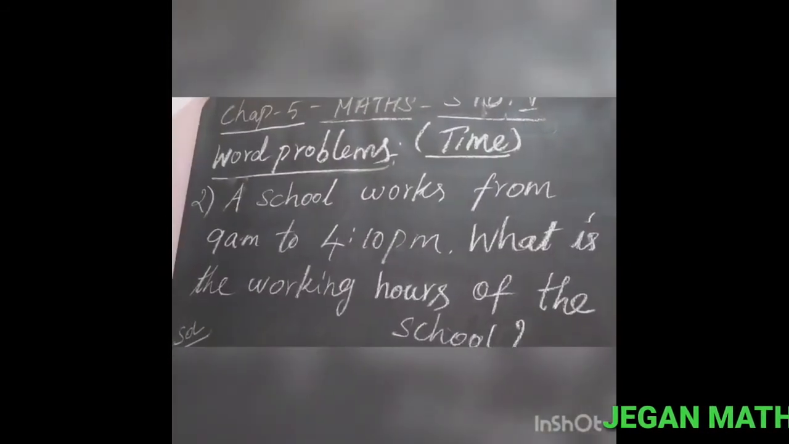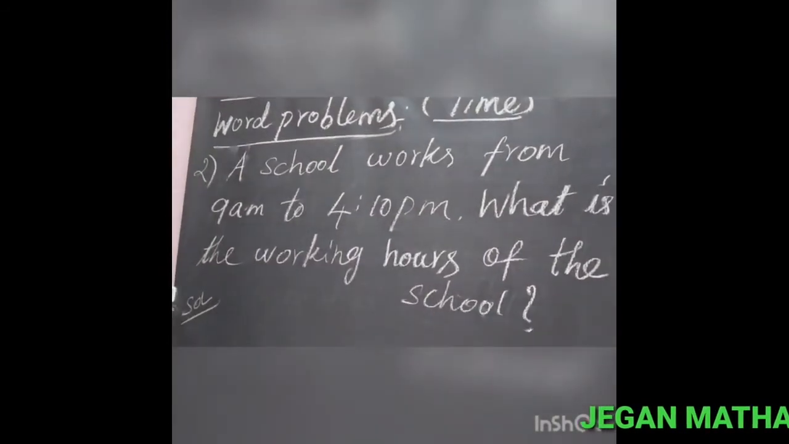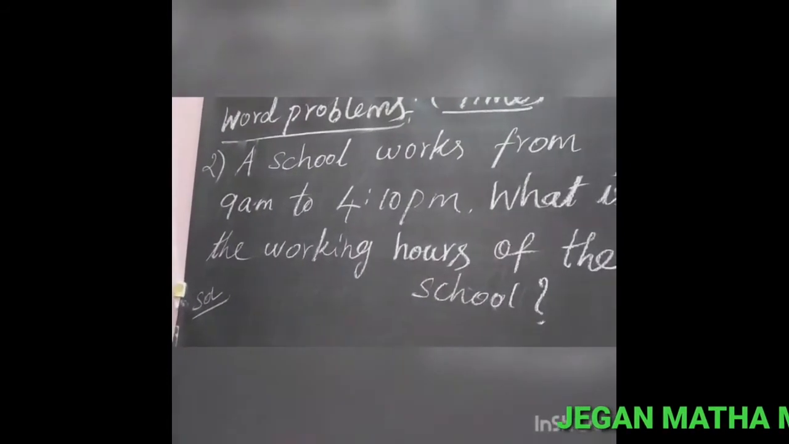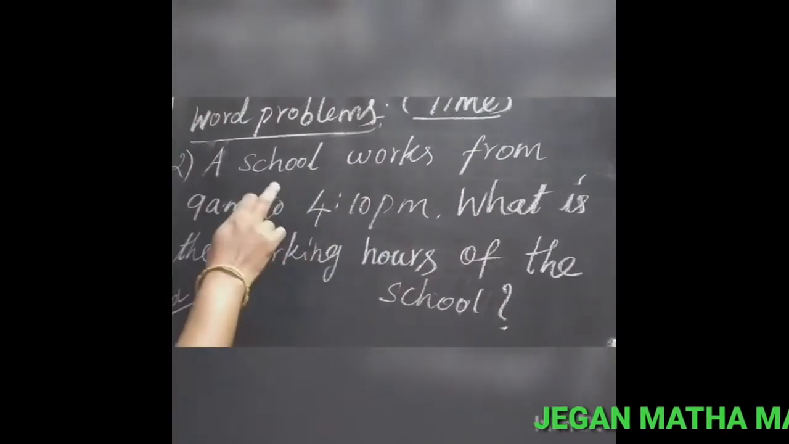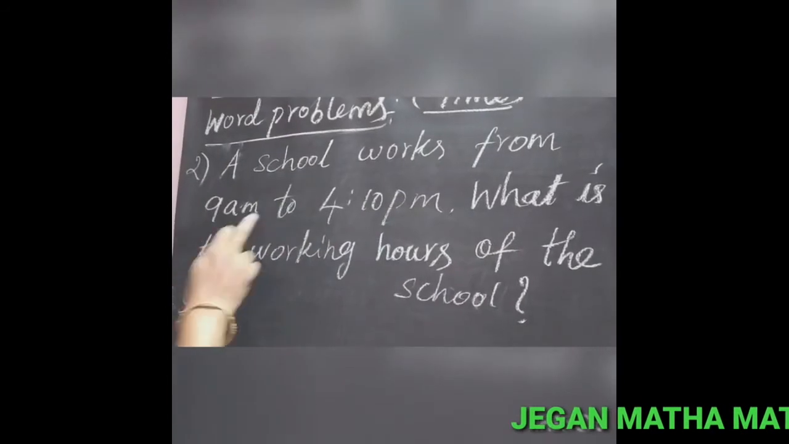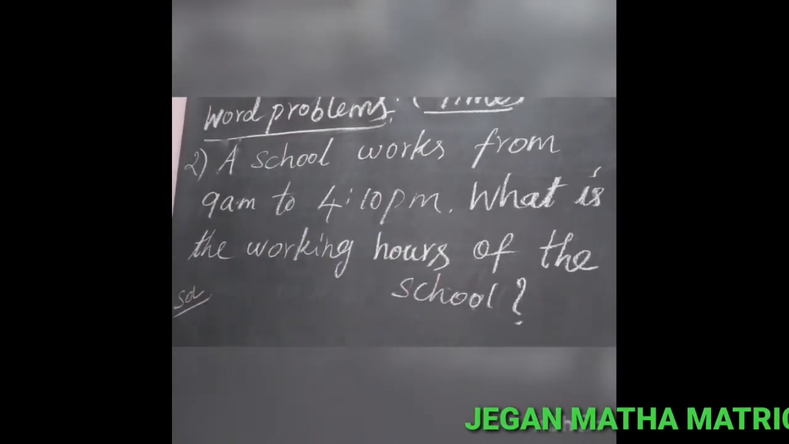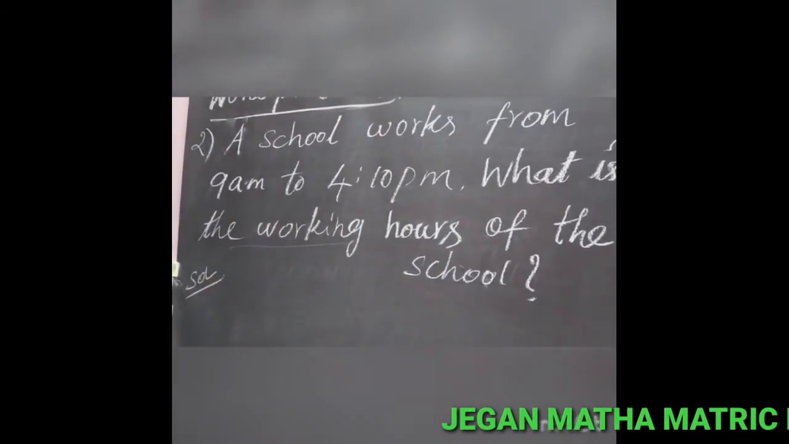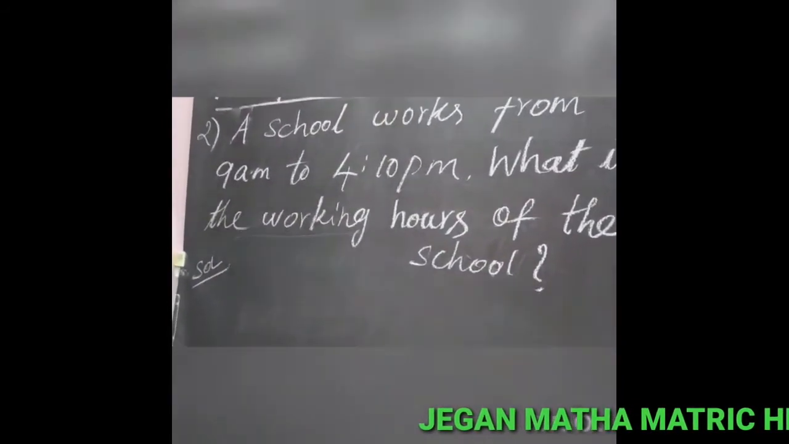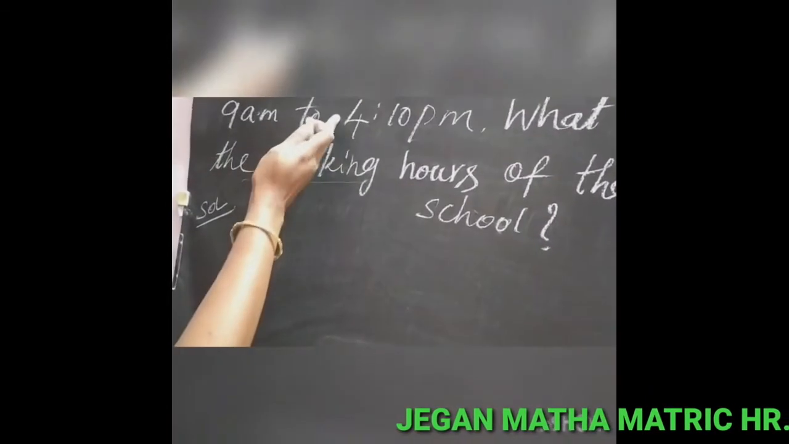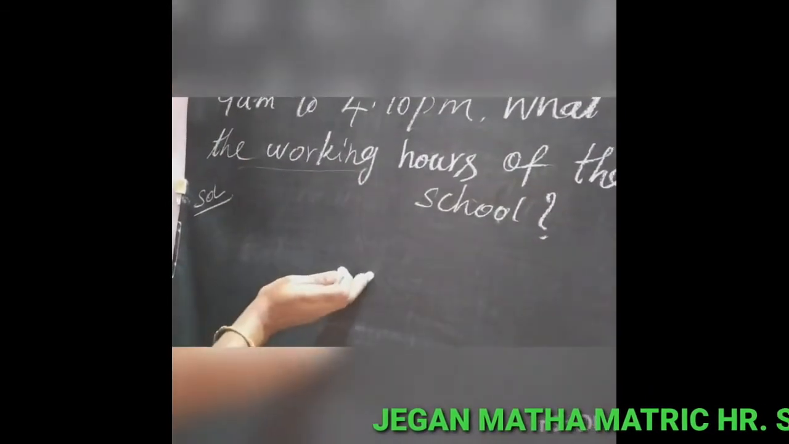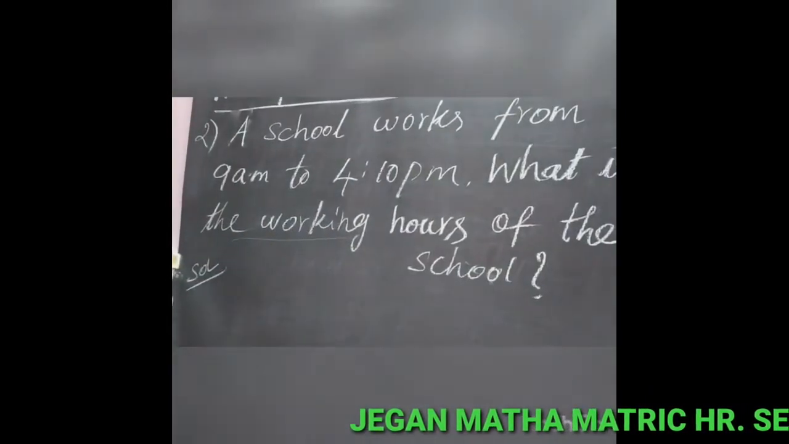Now let us see the second one. A school works from 9 a.m. to 4:10 p.m. The school working time is given, 9 a.m. to 4:10 p.m. What is the total working hours of the school? Total working time they are asking. So first you have to write the steps.